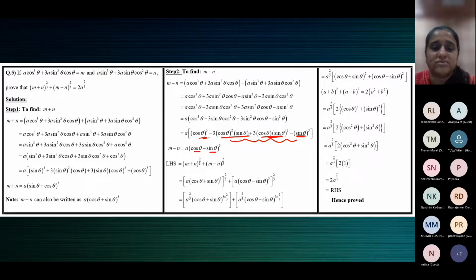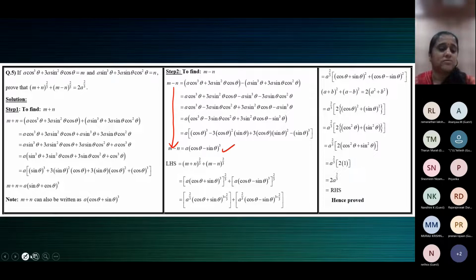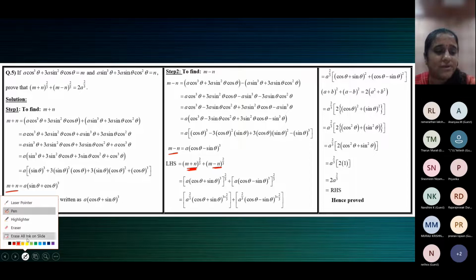So cos theta minus sin theta the whole cube. See, so polynomials of last year is so important. So m minus n is equal to a into cos theta minus sin theta the whole cube. So now we found m plus n and m minus n. Now m plus n to the power 2 by 3, m minus n to the power 2 by 3. So you can see here, I've substituted m plus n and m minus n.